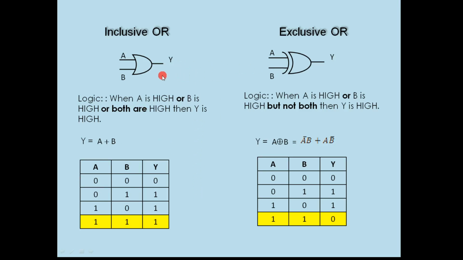These are the symbols of inclusive OR gate and exclusive OR gate. The inclusive OR gate or OR gate is represented with this symbol in the circuit and XOR gate is represented with this symbol in the logic circuit.